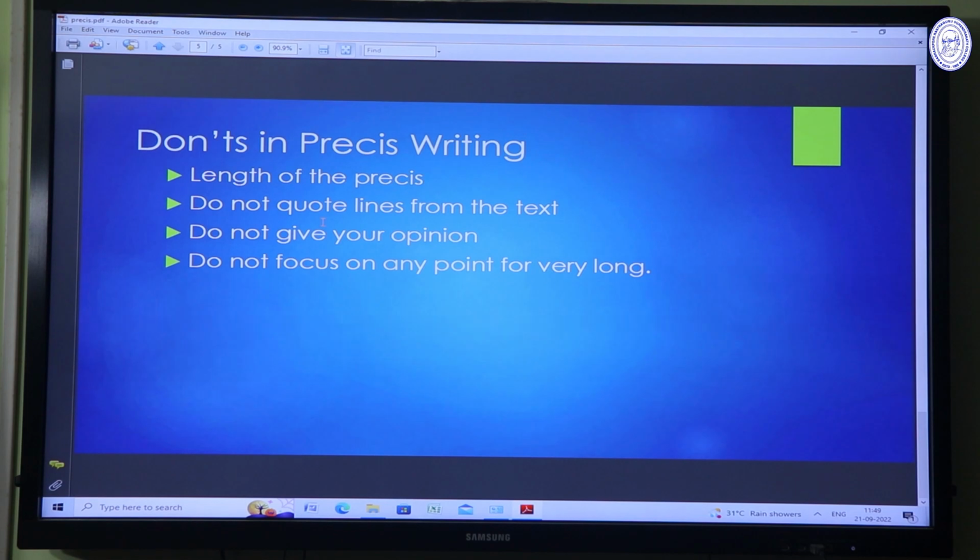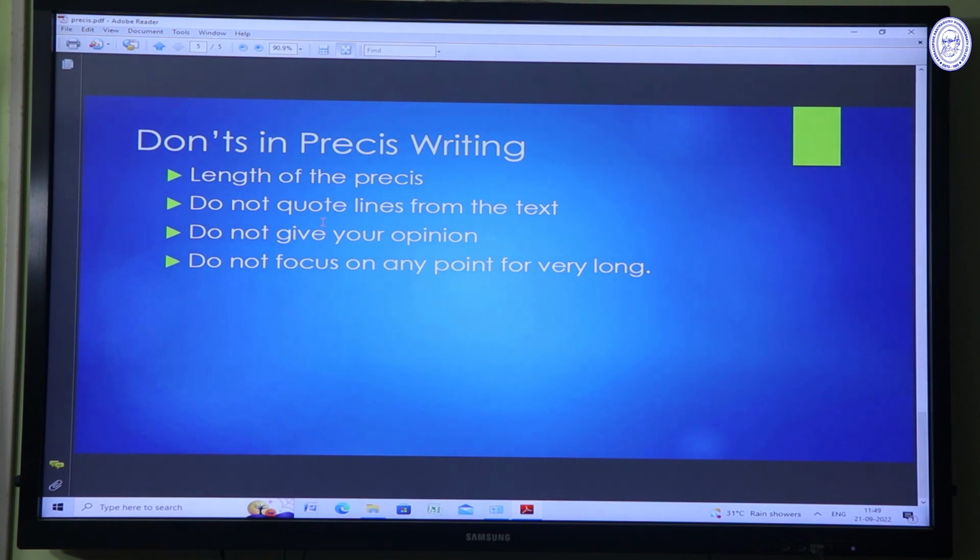Then, that is also very important. Do not give your opinion. When you are writing a Precis, you are not supposed to be an opinionated person. It can well be possible that you are writing the Precis on a topic which is your area of interest. That is very natural.